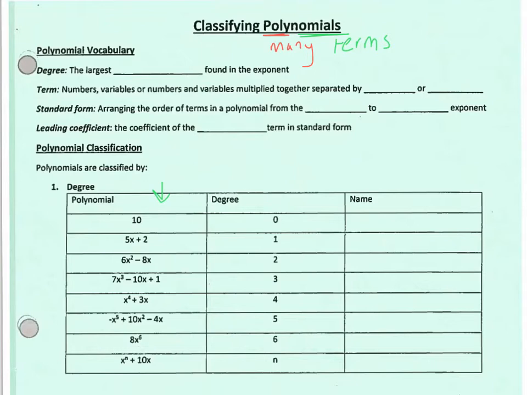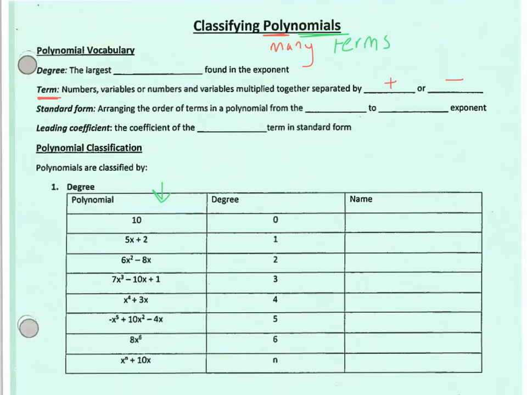And as you may remember, a term, we'll fill in this definition right now, a term is any time you have numbers, variables, or numbers and variables multiplied together, separated by addition or subtraction. So you see that down here. This one's a really great example of that because it has three terms, so many terms separated by addition or subtraction. So that's what a polynomial is.